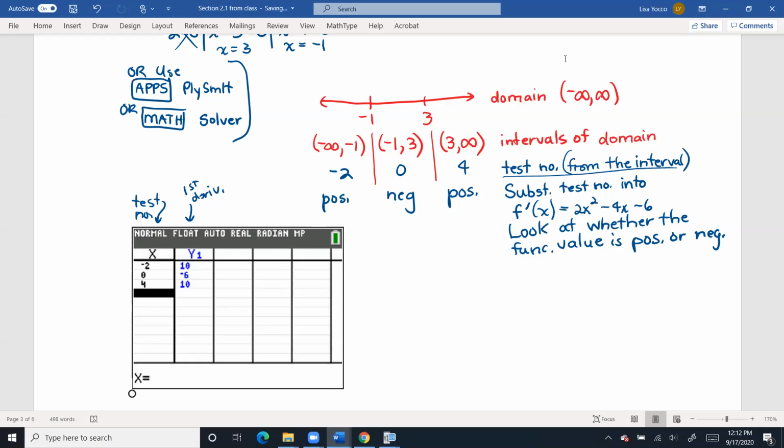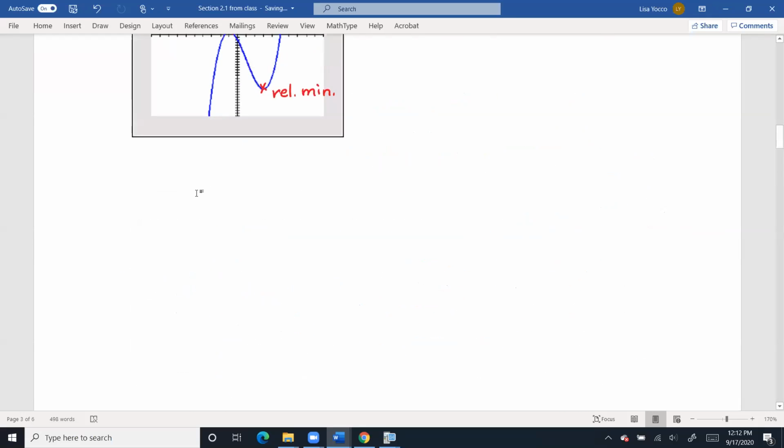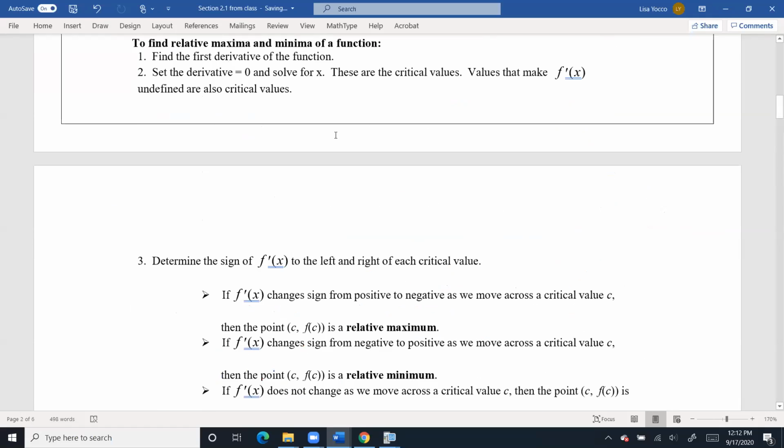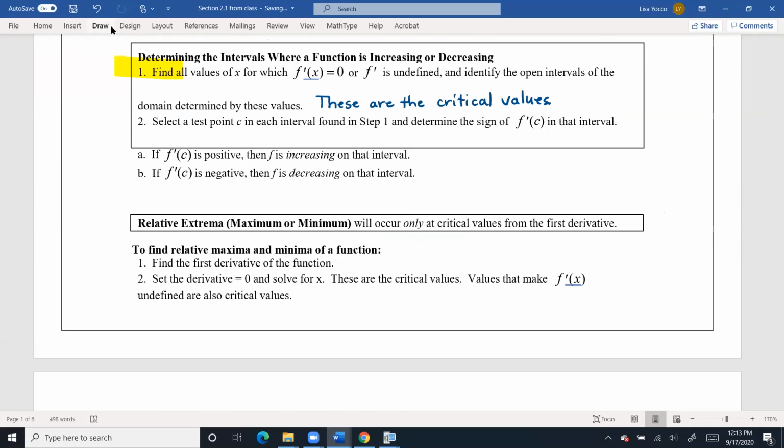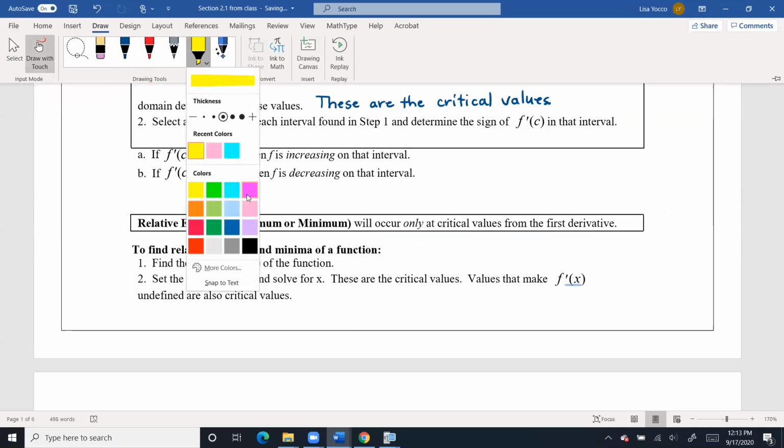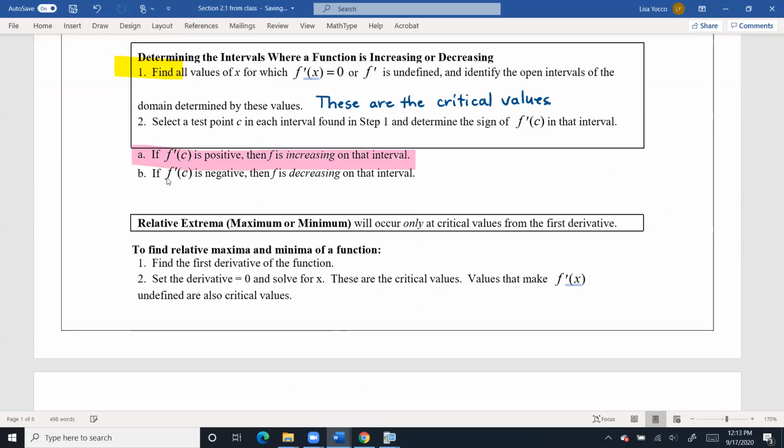I'm going back up to here. I'm talking about this step 2. This is what I've just done. I found a test point in each interval and determined the sign of the derivative in that interval. If the derivative is positive, then the function is increasing on that interval. If the derivative is negative, then the function is decreasing on that interval.